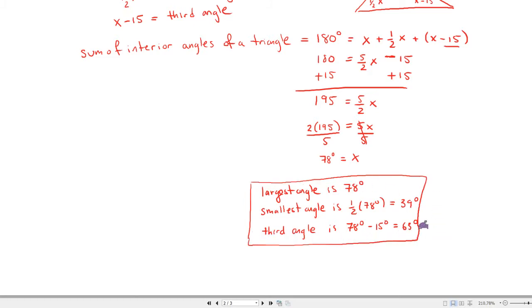And you could check your answer as well. You could sum these and see that it's 180.